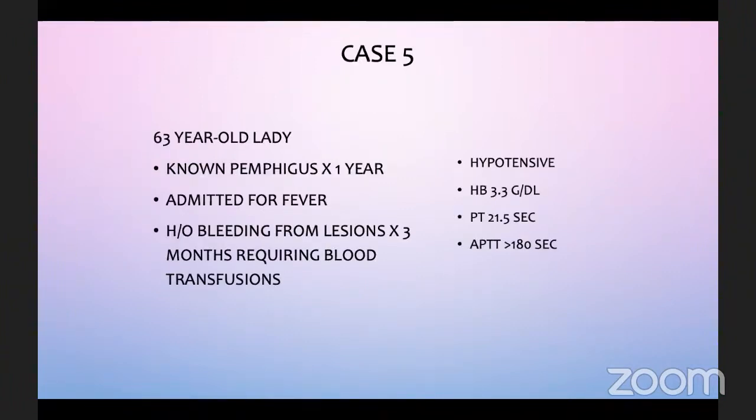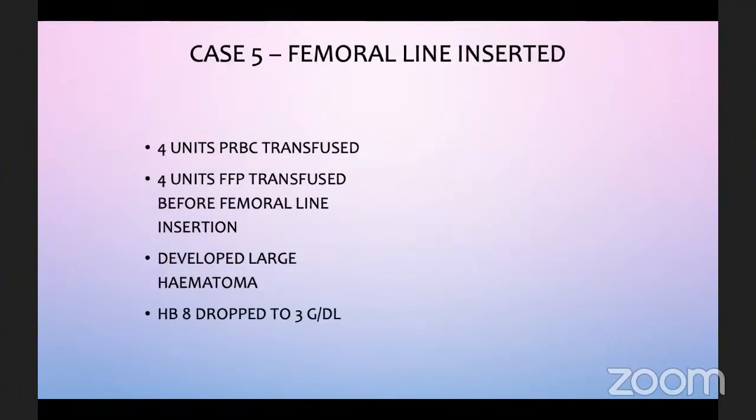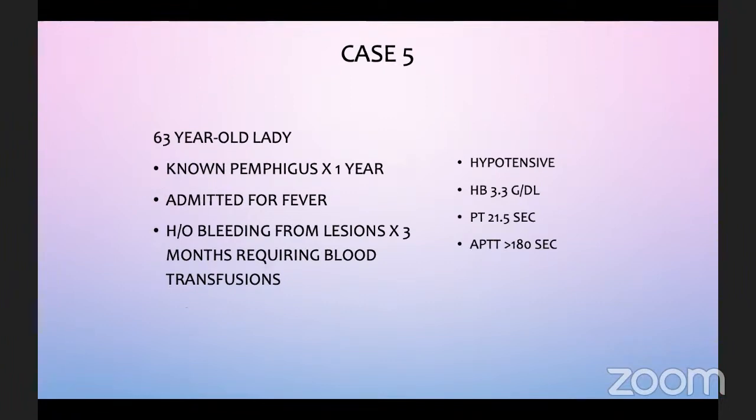Okay. Case number 5, a 63-year-old lady, known pemphigus for 1 year, admitted for fever, with history of bleeding from the lesions, and for 3 months requiring blood transfusions, right? So that means this is a significant bleeder. She was hypotensive. Hemoglobin when she came in was 3.3. Platelets, PT was 21 seconds, and APTT more than 180.